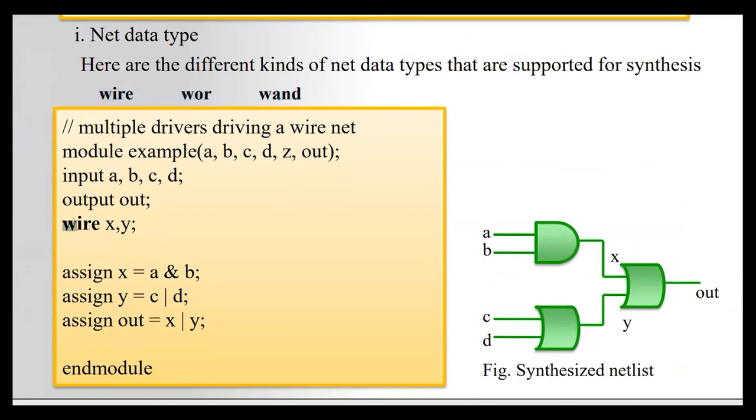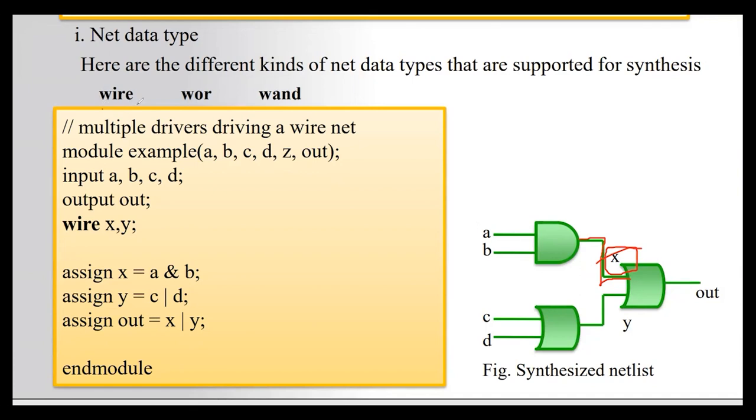Okay, so you know already what the use of the wire data type is. Whenever we want to use connections from one gate to another, for example the output of one gate given to the input of another gate, this variable will be declared as a wire data type. Then for combinational logic circuits, you can also declare the input and output as a wire data type.